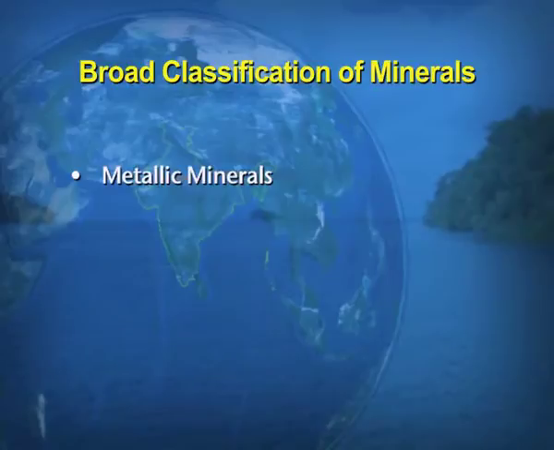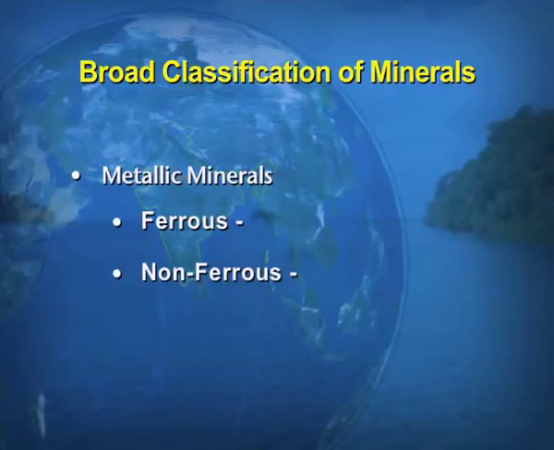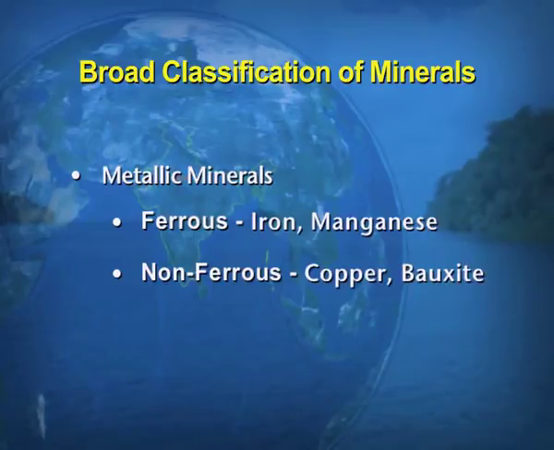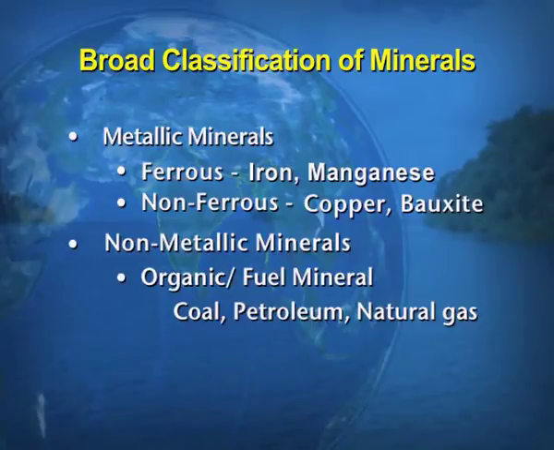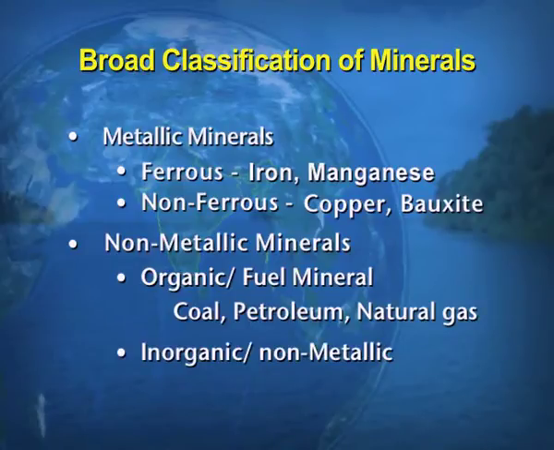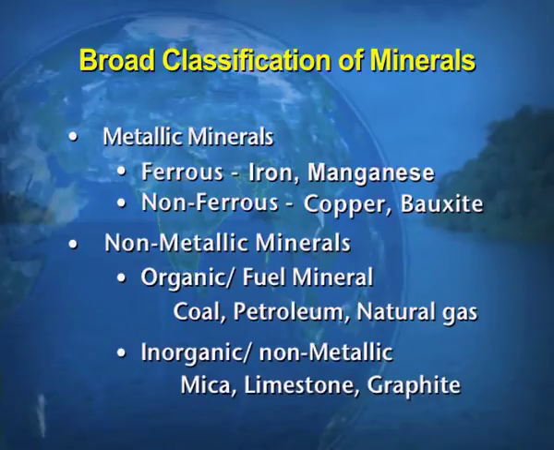Metallic minerals are further divided into two types. They are ferrous and non-ferrous. The examples for the ferrous, which has iron content, are iron and manganese, and for the non-ferrous, copper, bauxite. And lastly, we take up the non-metallic minerals, which are further divided into two types. One is the organic, that is a fuel mineral, maybe coal, petroleum, natural gas. And lastly, the inorganic non-metallic minerals, for example, mica, limestone, etc.